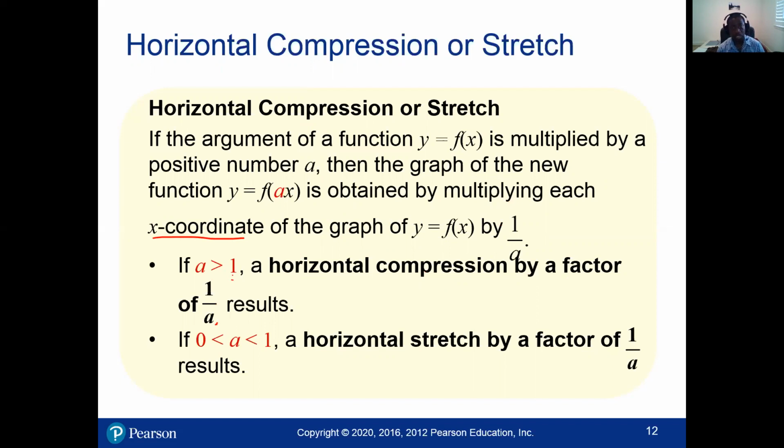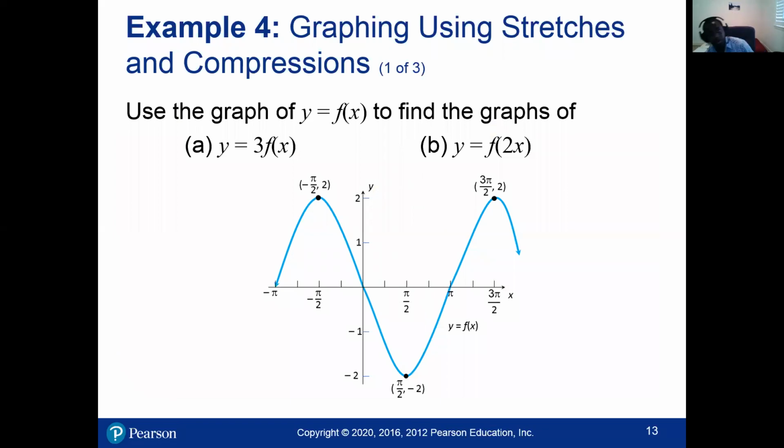This is the x coordinate. Then multiply by 1 over what? 1 over a. In other words, divide the x coordinate by a. That's another way to say that. Now, if a, the constant, is between 0 and 1, then this is a horizontal stretch by a factor of 1 over a. Okay. So now, let's look at some examples.